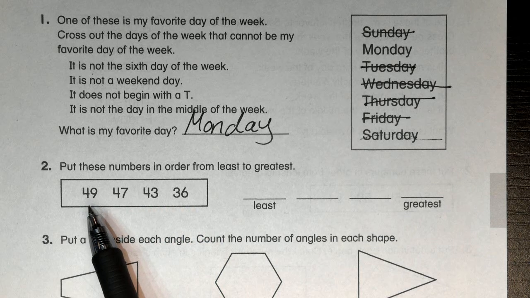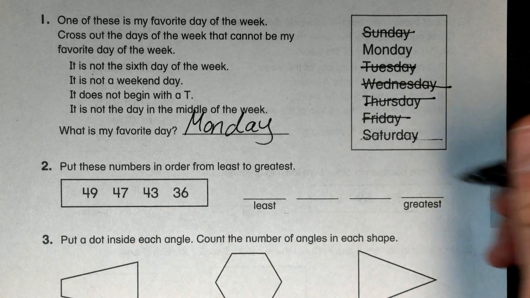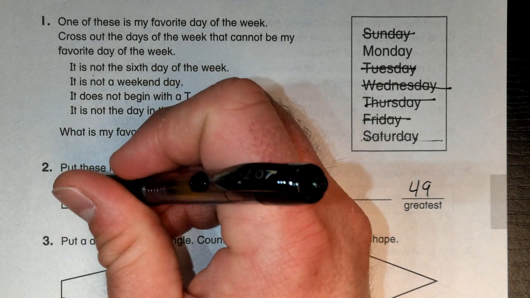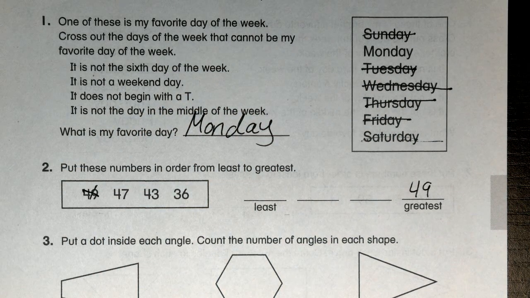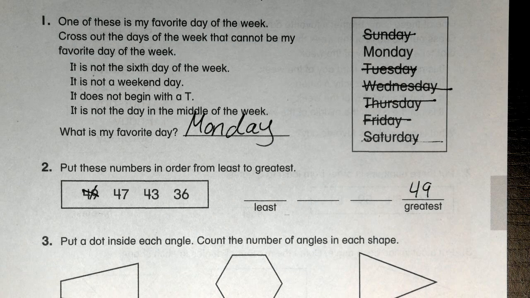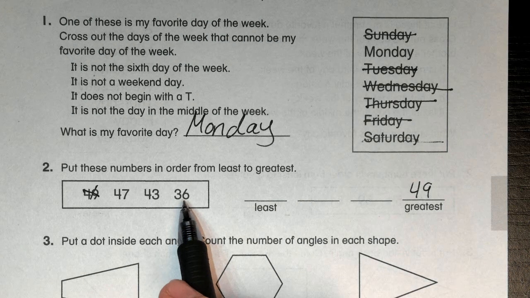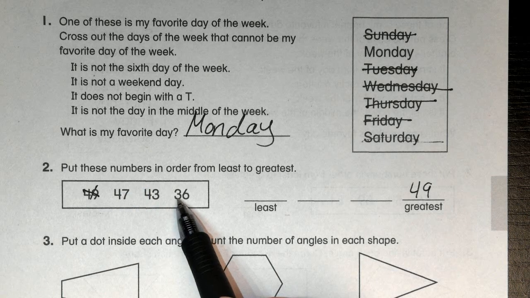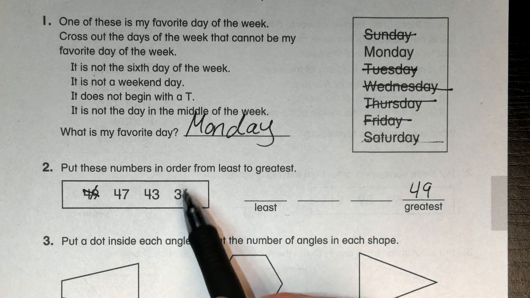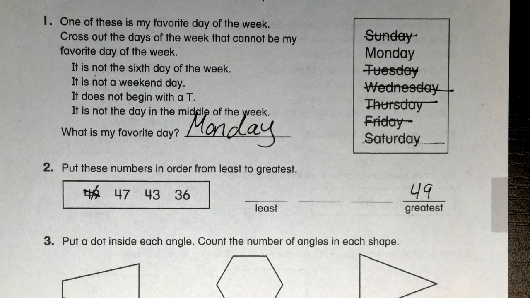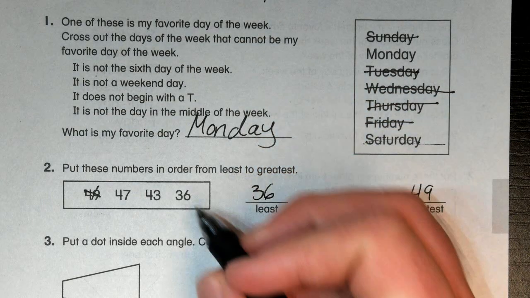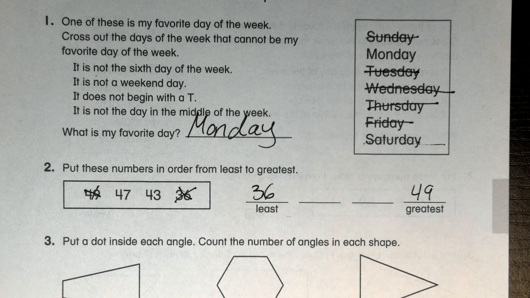The greatest number would be 49. So I'm going to put 49 in the greatest area and cross it out. Then I'm going to look for the least, the smallest number. That would be 36, because all of our other numbers are in the 40s, and 36 comes before 40. So it would be smaller than any of the numbers in the 40s. We're going to write 36 and cross it out.